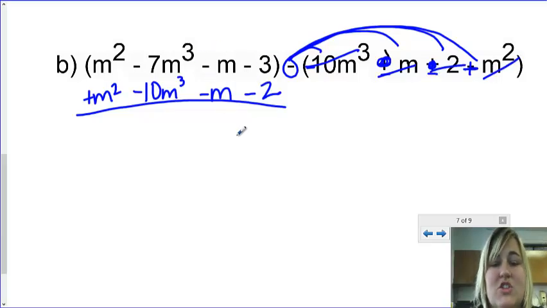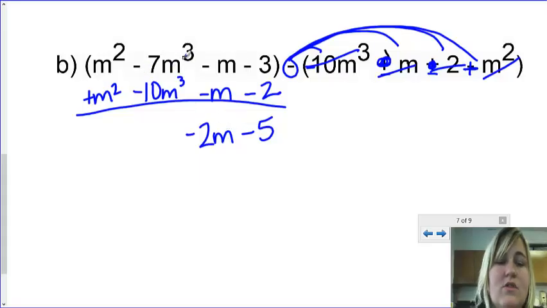Negative 3 minus 2 gives me a negative 5. Negative m minus m gives me negative 2m. Negative 7m to the third minus 10m to the third gives me negative 17m to the third. And m squared plus m squared gives me 2m squared.